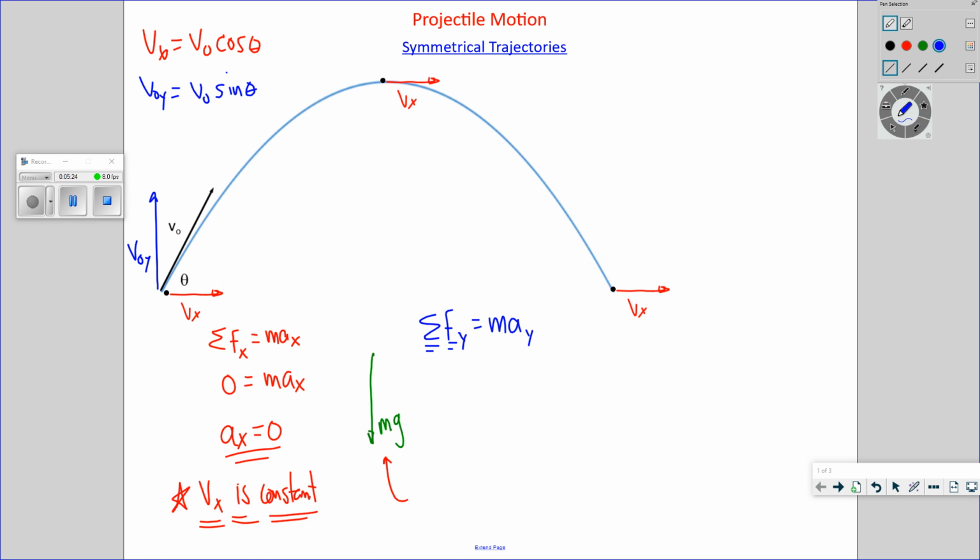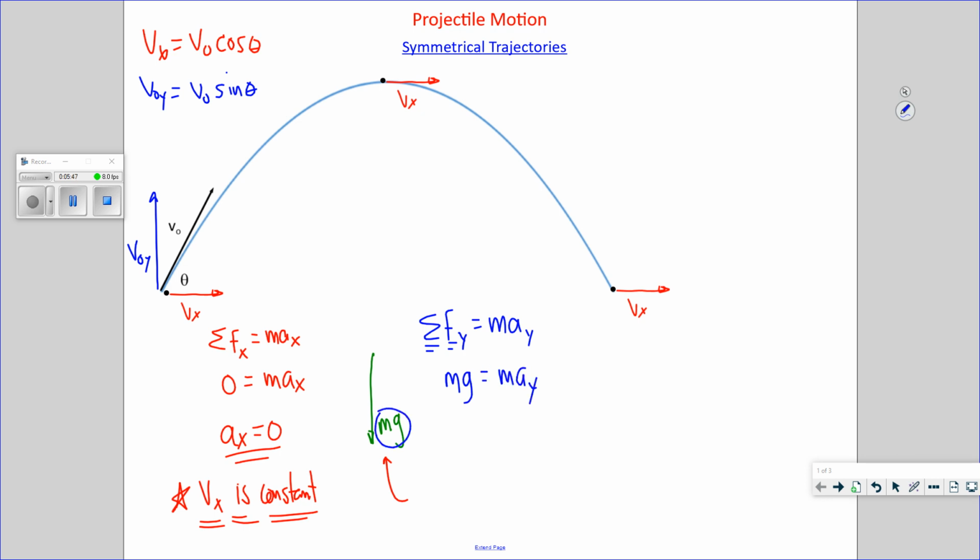How come I'm not saying v naught x? Well, since vx never changes, there's no real reason to talk about how fast it was initially. It never changes. We can just call it the horizontal velocity. Now, notice here that if we look at our net F in the y direction, there's always this downward mg force.